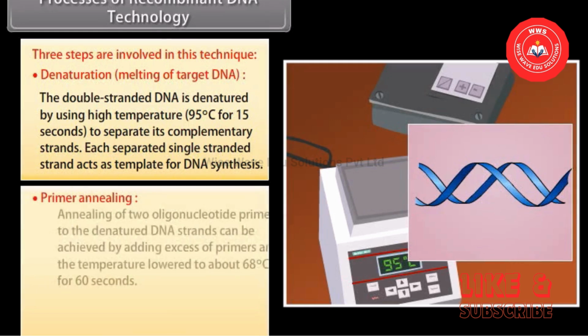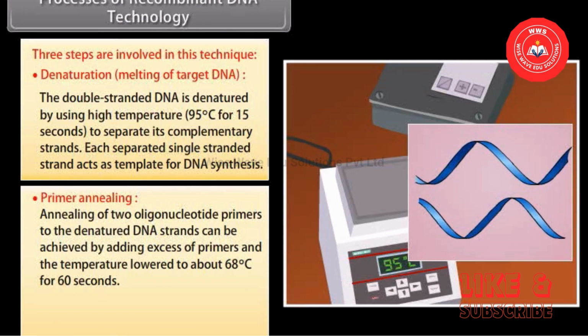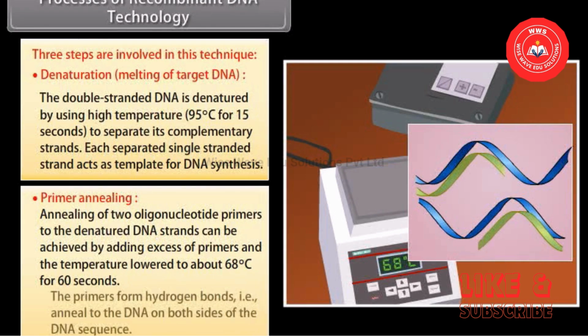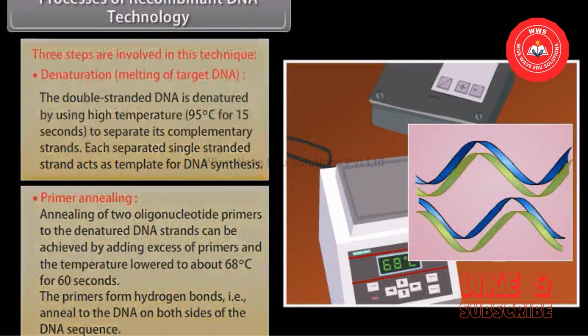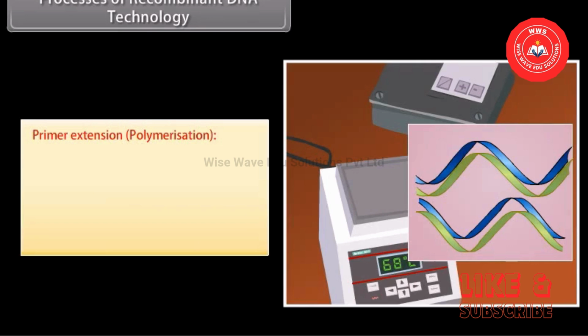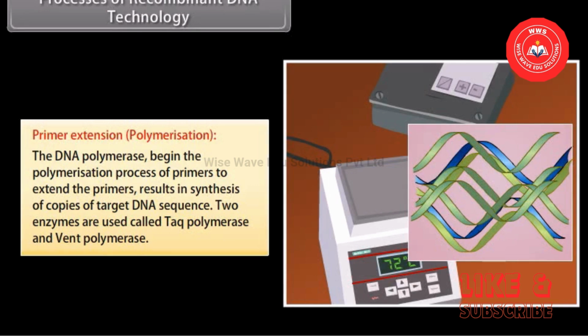Primer annealing. Annealing of two oligonucleotide primers to the denatured DNA strands is achieved by adding an excess of primers and lowering the temperature to about 68 degrees Celsius for 60 seconds. The primers form hydrogen bonds and anneal to the DNA on both sides of the target sequence. Primer extension, polymerization. The DNA polymerase begins polymerization to extend the primers, resulting in synthesis of copies of the target DNA sequence. Two enzymes are used, called Taq polymerase and Vent polymerase.